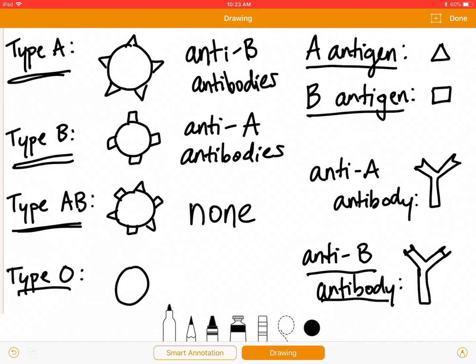Okay, now type O blood, since they do not have any antigens present on their red blood cells, that means they're going to have both anti-A and anti-B antibodies present in their blood serum. So they can only receive blood from people that also have type O blood. They cannot receive from anyone who has type A, B, or AB blood type. Okay.